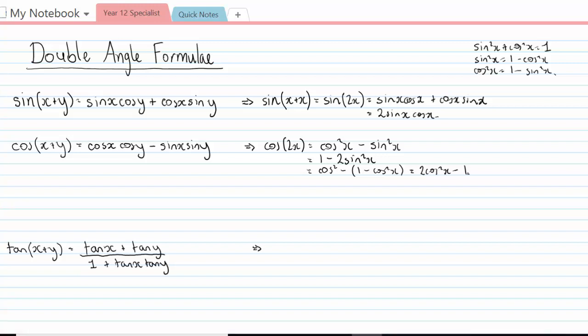And the last one is for tan. So making that y just x, we get tan 2x equals tan x plus tan x, which is 2 tan x, over 1 minus tan x times tan x, which is tan squared x. Now you could also use a Pythagorean identity to change that denominator into a different form there, but it's not really common to do that. Not to say it's impossible, you might encounter that, but it's just not all that common.